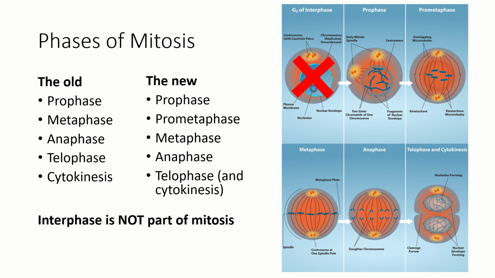Not part of mitosis. Once we get past that G2 checkpoint, we're out of interphase and in the M phase of mitosis, okay? So this one is not part of it. All right. So we used to have, to remember these, PMATC, now we have PMAT, maybe a C? I don't know. It's not as great. Anyway, prophase, prometa, meta, anatelo.